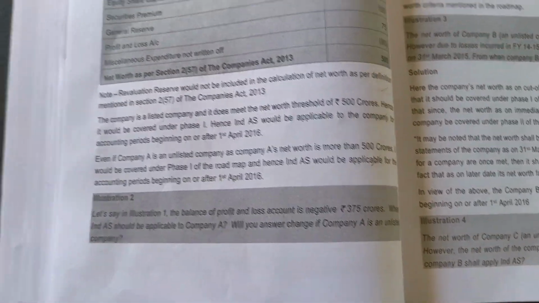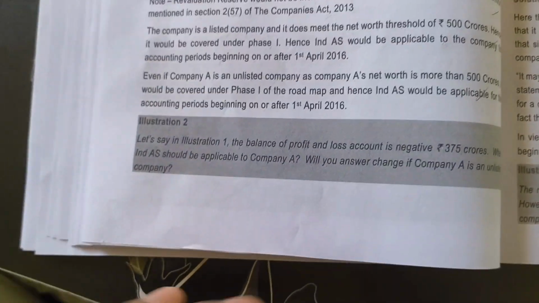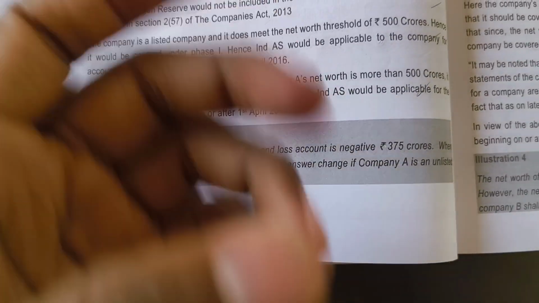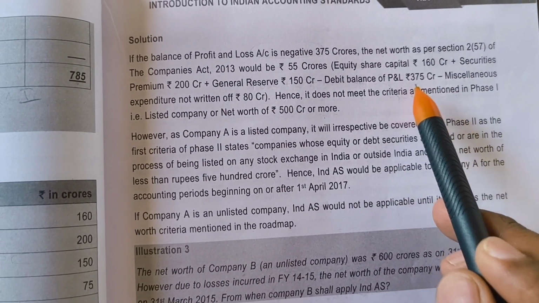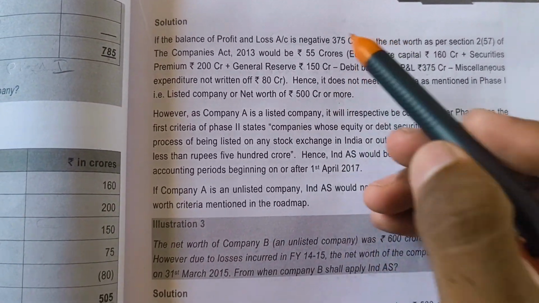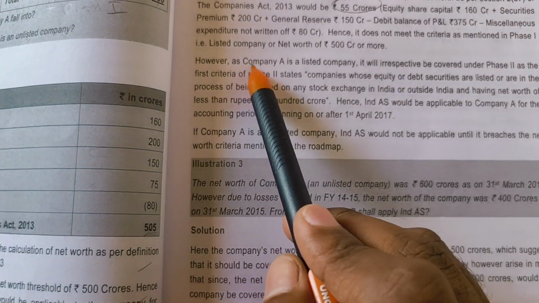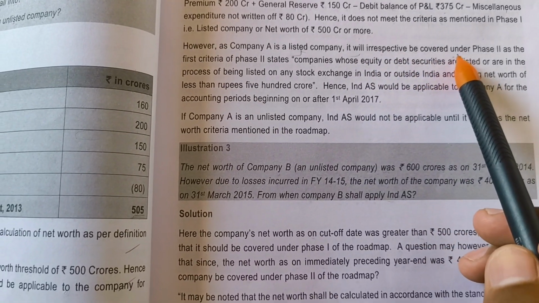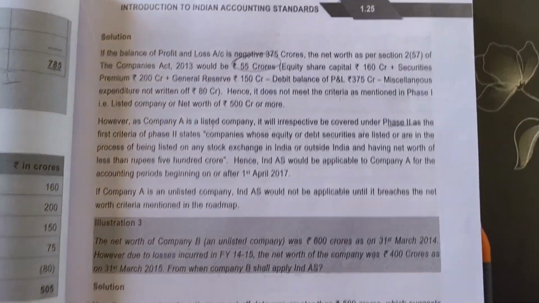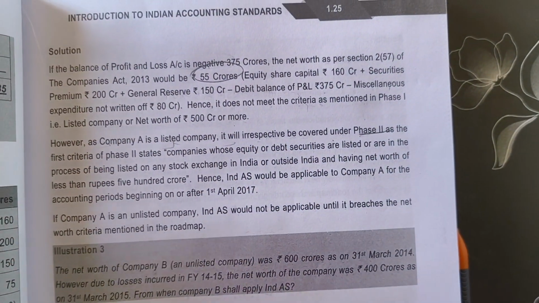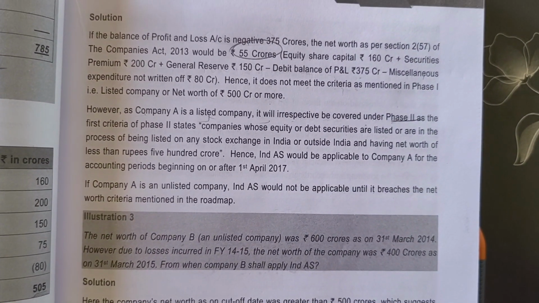Okay, so the first one is completed, and for the second one, in illustration 2 the balance of profit and loss account is negative. If it is negative, we'll deduct it, so we'll get this amount. This 505 minus 375 minus miscellaneous will get the figure of 55 crore. So it doesn't cross the 500 crore limit, but since the company is a listed company, it will irrespective be covered under phase 2, because phase 2 covers all the listed companies. So irrespective of the limit or net worth, it will be covered under phase 2. It won't be covered under phase 1 because it hasn't crossed the 500 crore limit.